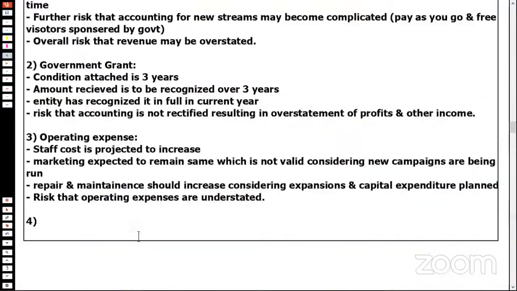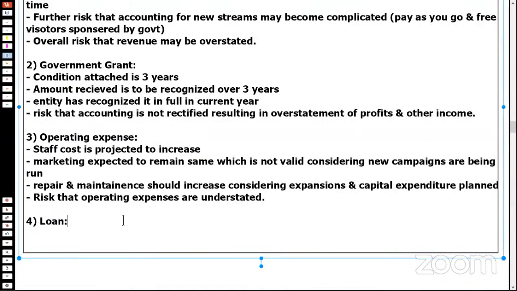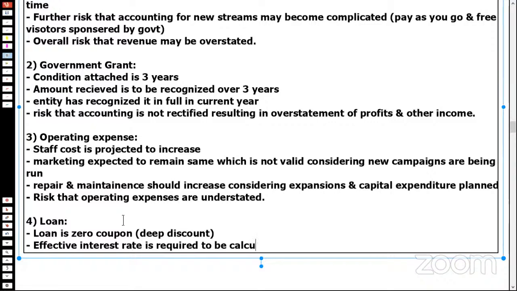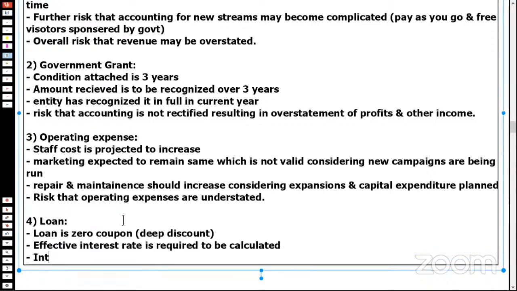Now see, what happens is that one of them is the loan. So what could be the risk of material misstatement here? The risk of material misstatement that could arise over here is that the loan is zero coupon. Or you could say it's a deep discount loan or deep discount bond. The effective interest rate is required to be calculated. The interest expense shall be recognized using effective interest.